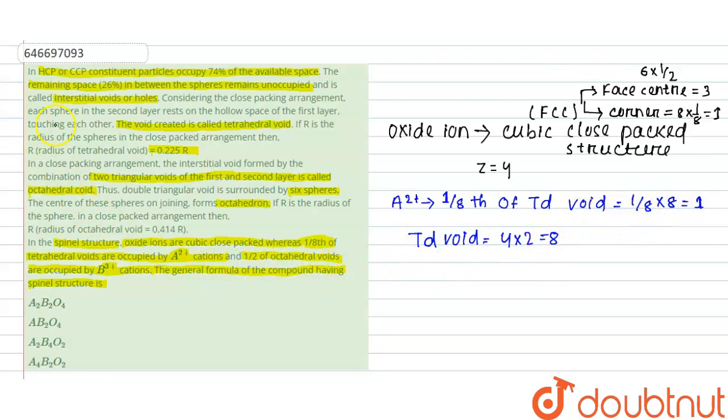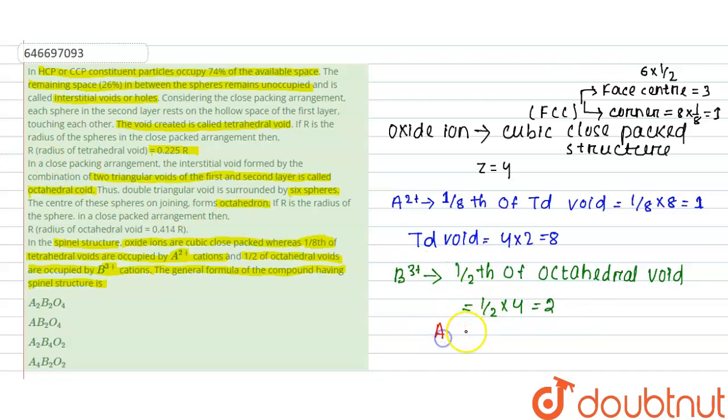And for B3+, it occupies 1/2 or half of the octahedral void. So octahedral void is same as the Z value of cubic close pack structure. So octahedral void is 1/2 into 4, that is 2. So atoms per unit cell for B3+ is 2. So now we can write the general formula, and it will be A, that is 1, B2 and O4. A1B2O4, or we write it as AB2O4. So the answer will be the second option. So this will be the correct answer.